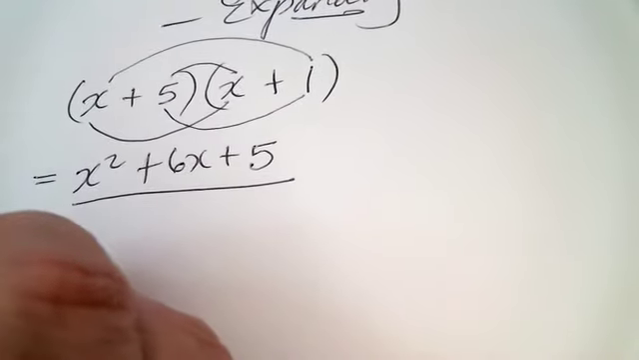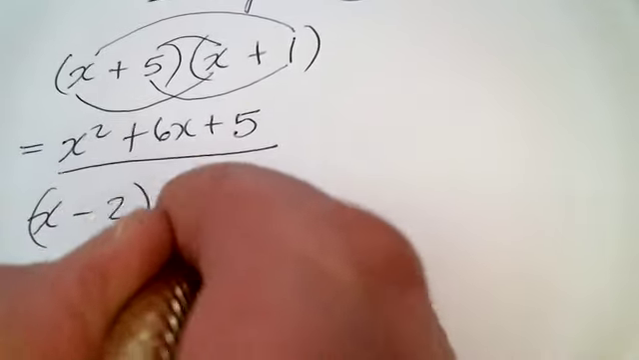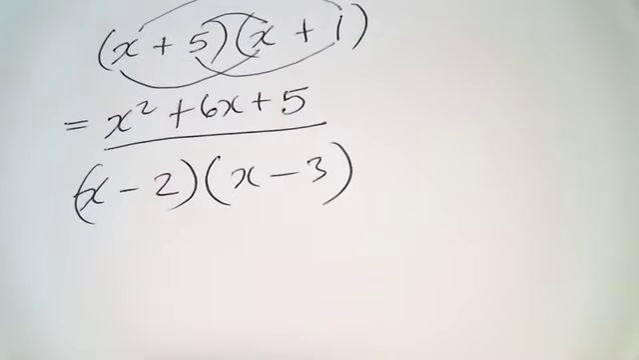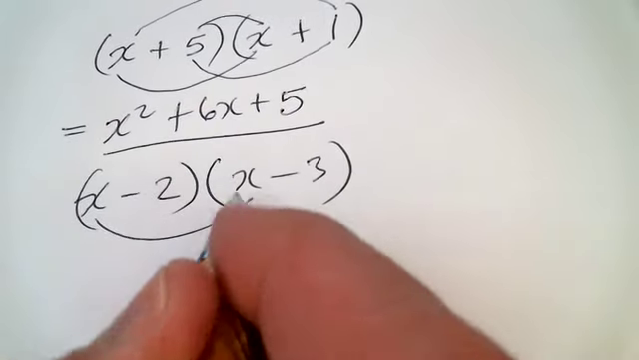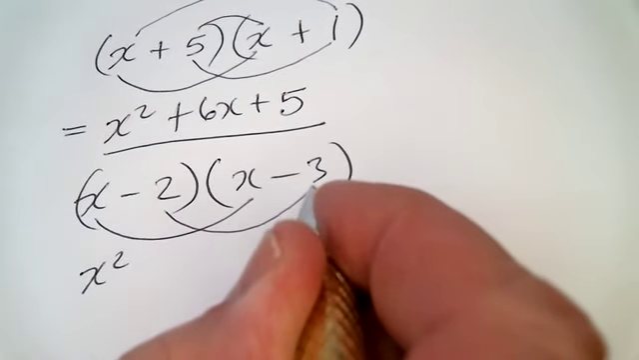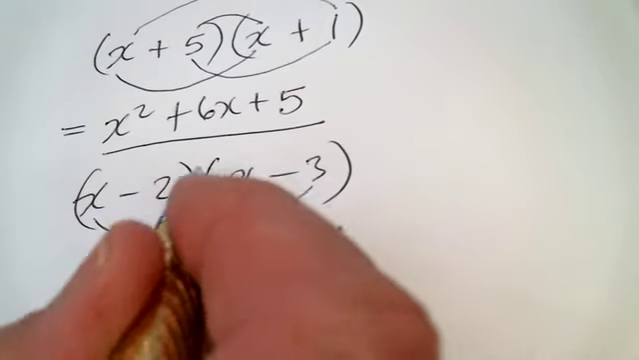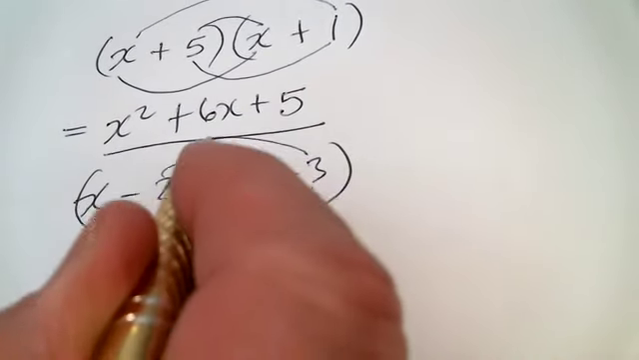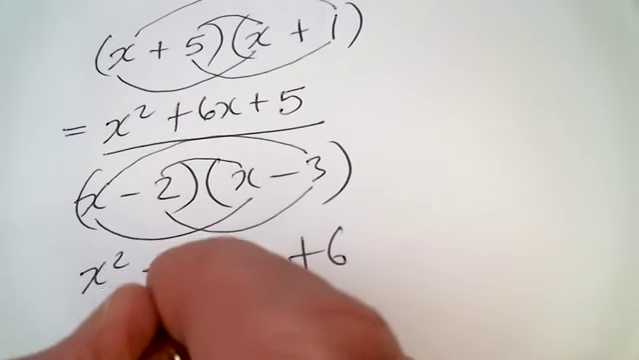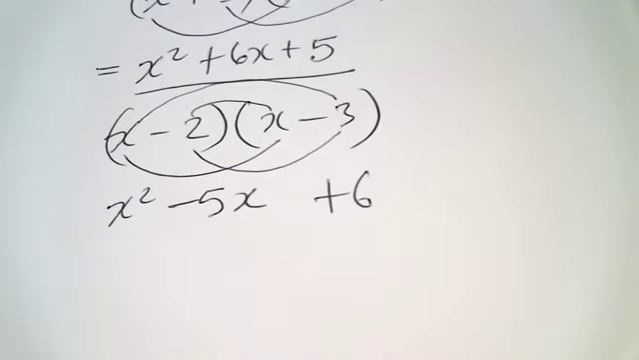Let's try a slightly different one. This time I'm going to throw in some negatives. Let's say x minus 2, x minus 3. So again, I'm going to have x times x is x squared. I'm going to have a negative 2 times a negative 3 is a positive 6. Two negatives are a positive. I've got a negative 2x and another negative 3x makes a negative 5x. And there's my solution.